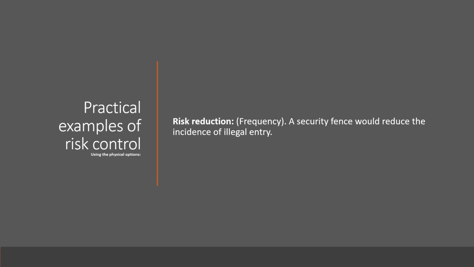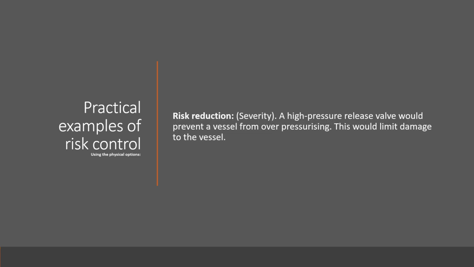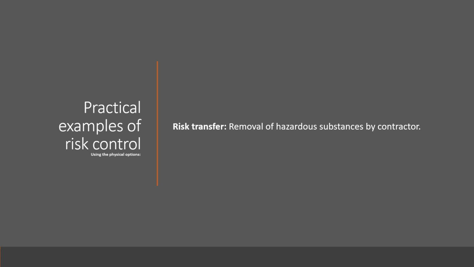Risk reduction, influencing the frequency or likelihood of an incident, such as a security fence would reduce the incidence of illegal entry. Risk reduction can also be on the severity or consequence, such as a high pressure release valve would prevent a vessel from over-pressurizing. This would limit damage to the vessel. And lastly, risk transfer. This is the removal of hazardous substances by a contractor.